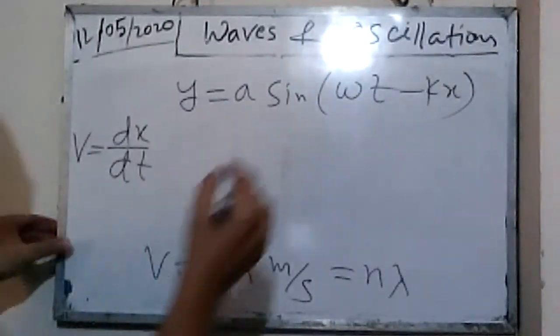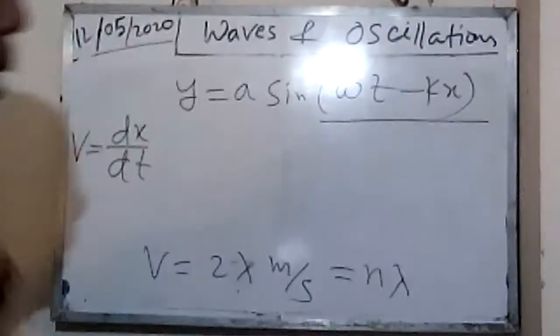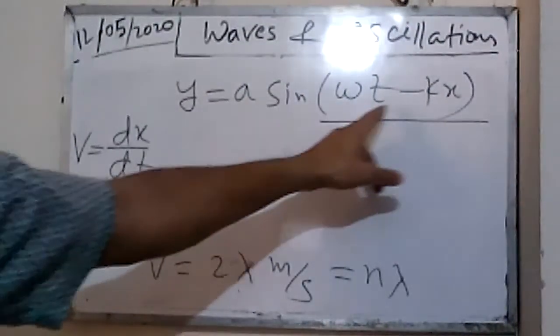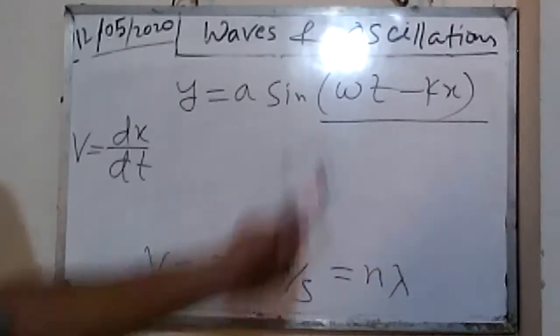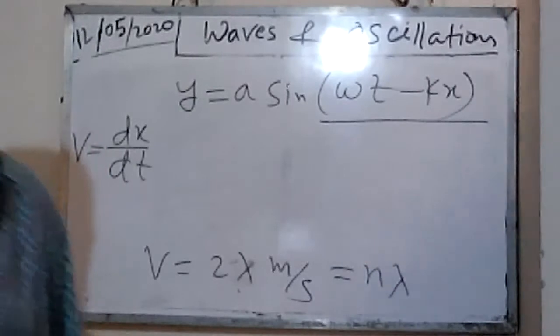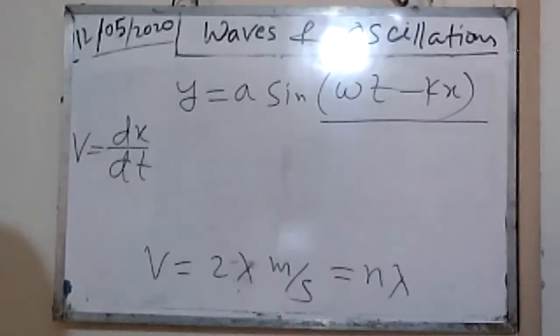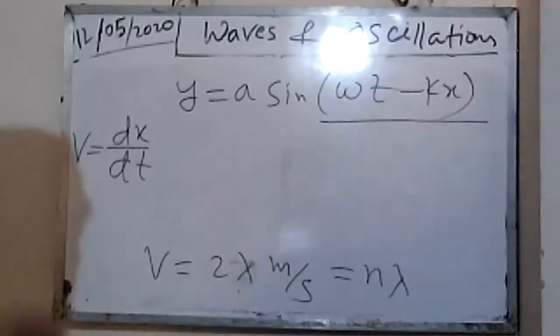Now, omega t minus kx is also called the phase angle. This is the phase angle, and the phase angle of a wave equation should be constant.